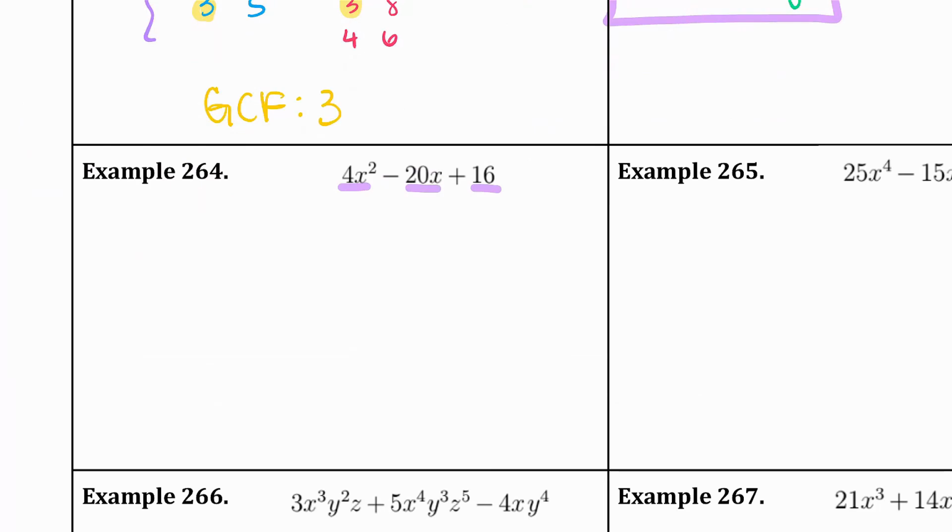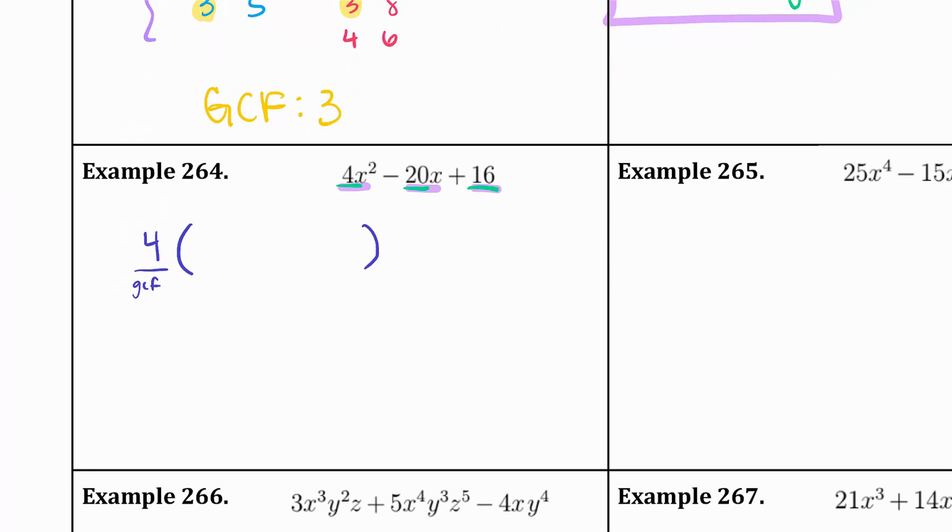We're going to look at our numbers first. We have a 4, a 20, and a 16. Well, 4 goes into all of those. 4 is a factor of all of those. So I'm going to factor out a 4. And when I say factor out, it's going to go on the outside of my parentheses. And we're going to see what we have left once we take that out. So this piece right here is our greatest common factor.